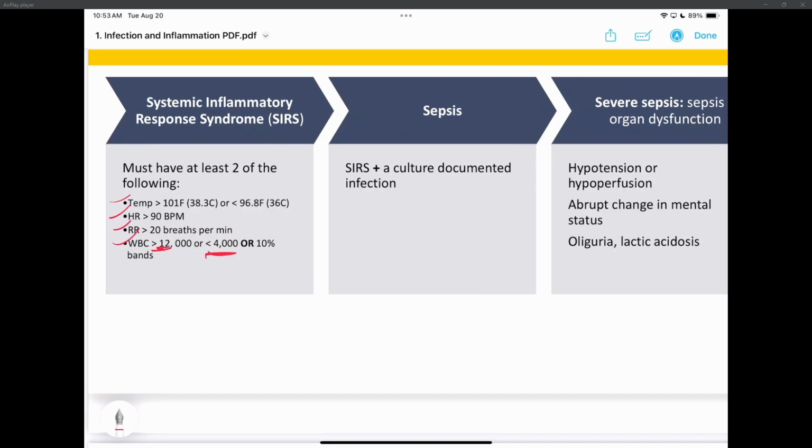So people who have leukemia or different types of immune problems where their white blood cells are very, very low, they don't have the innate defenses to defend against any type of pathogen. So that puts them at an increased risk for infection because they don't have enough white blood cells. So this is your first diagnosis.